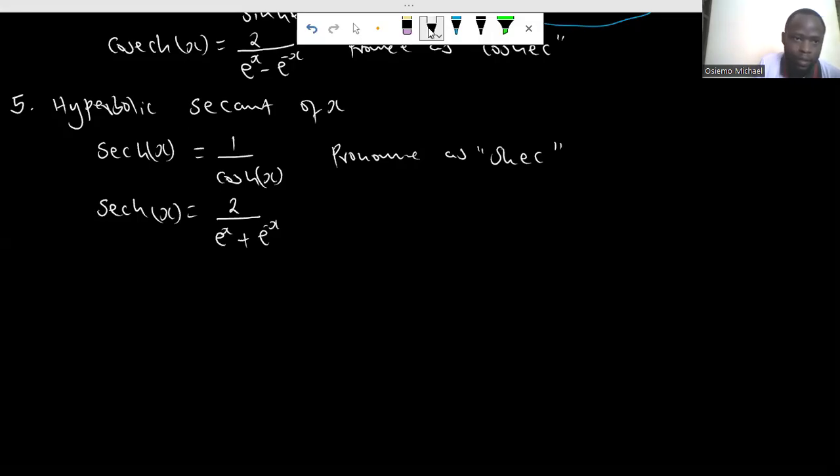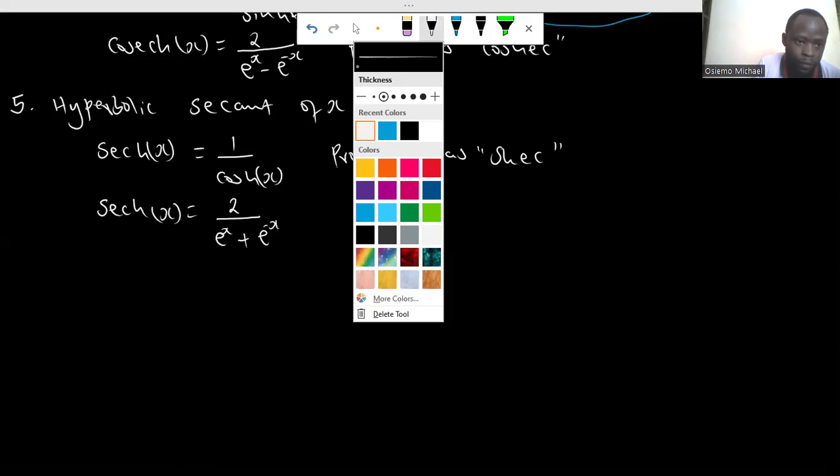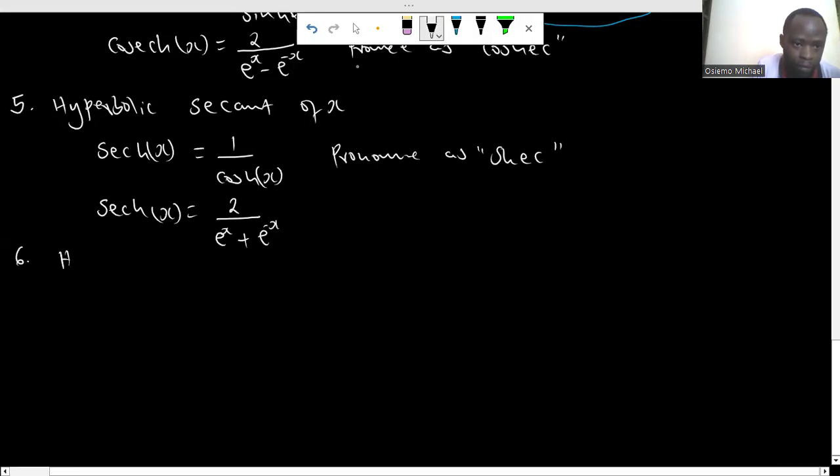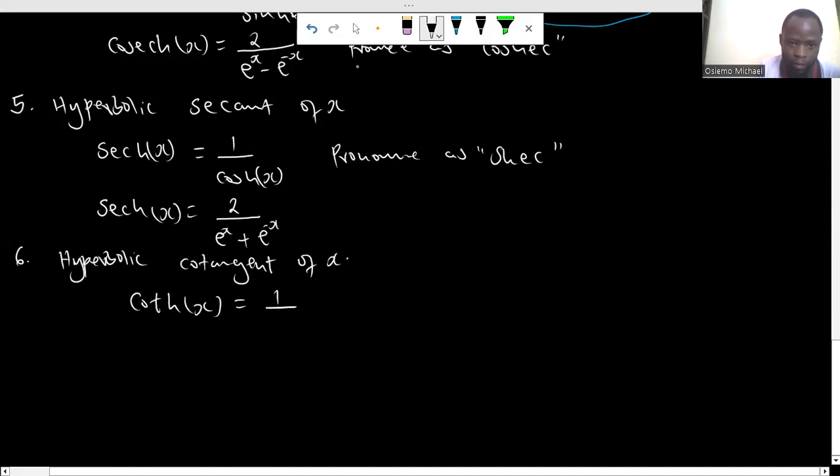Now, so number 6, we have the hyperbolic cotangent of x, and this one we have it as coth. The coth of x, and this will be implying 1 over tan hyperbolic of x.